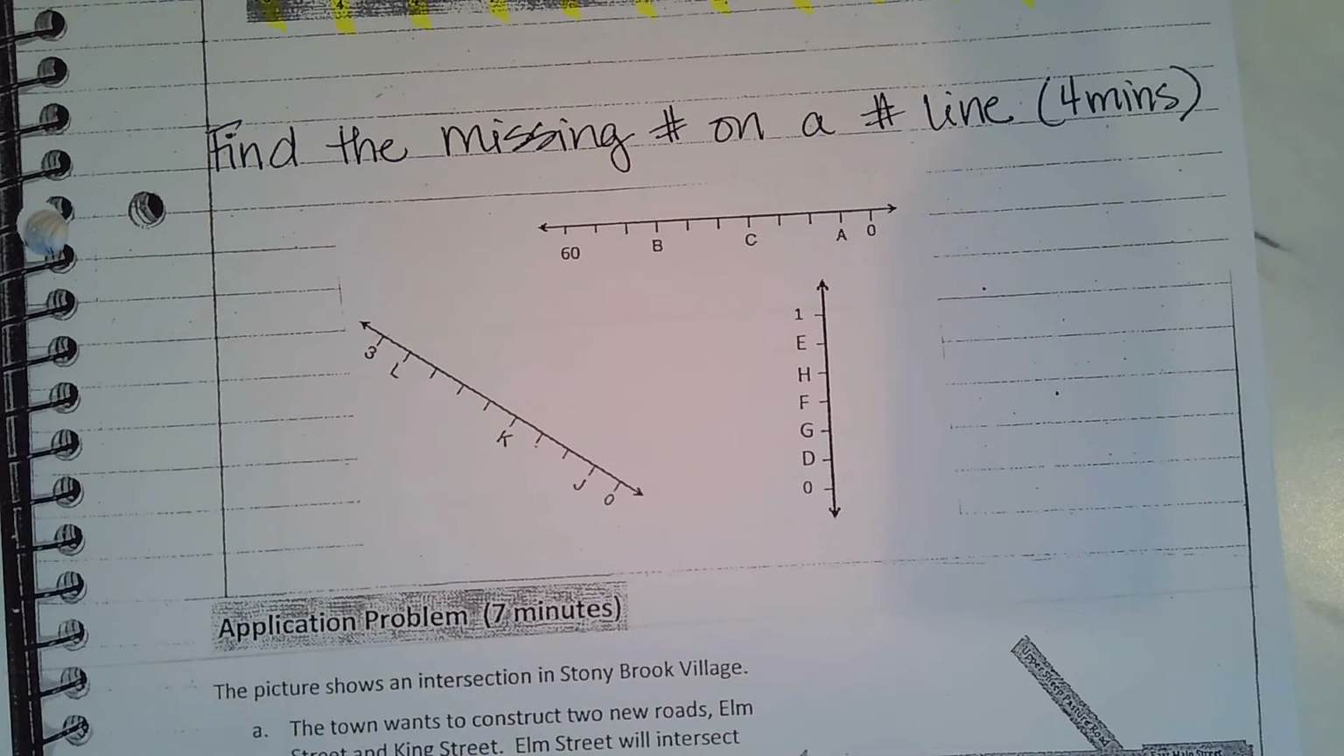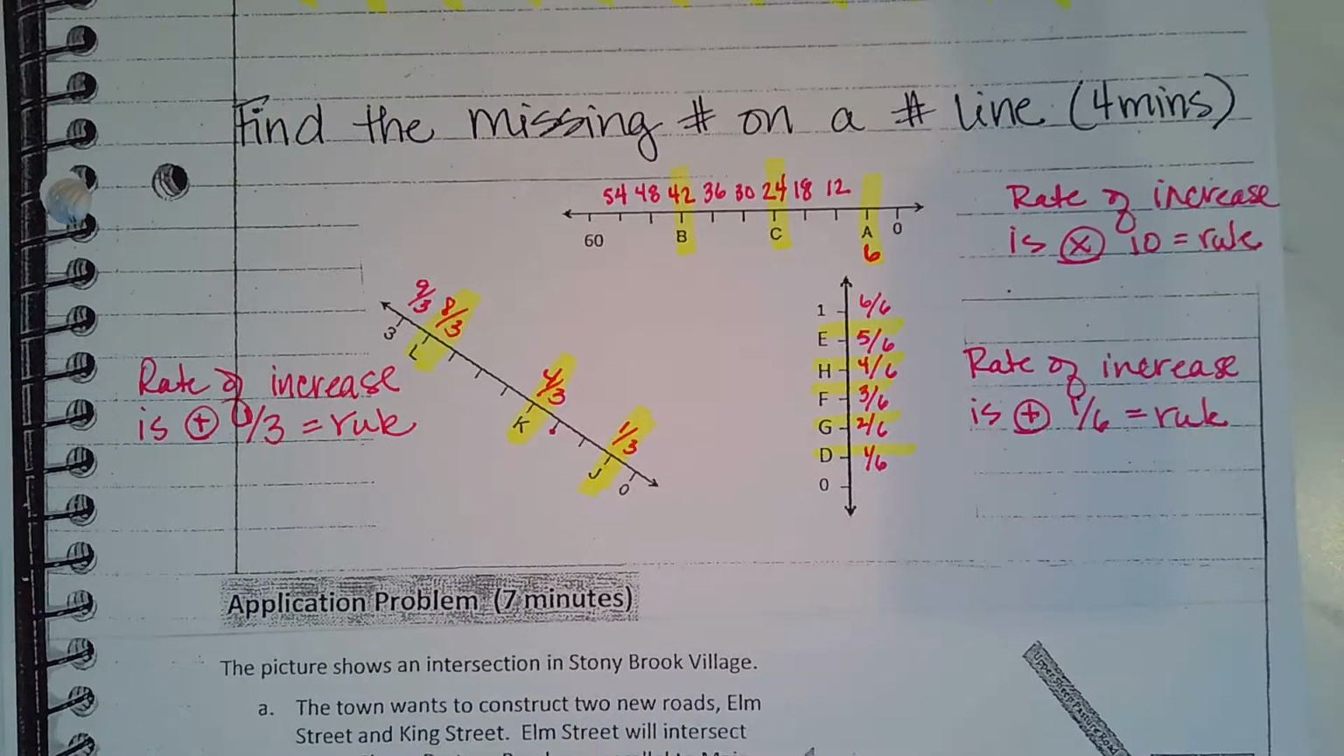So I'm going to go ahead and let you first find out where the origin is, and then find how the number line increases. What is the rate or distance of increase? Label it, and then circle and label each one of the letters. Go ahead and check back.